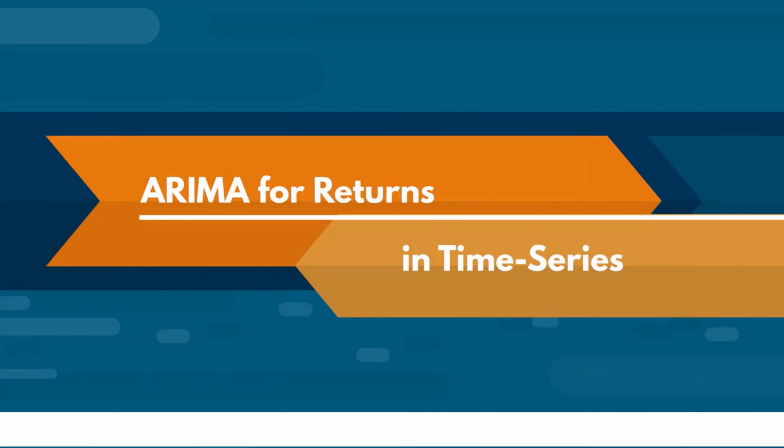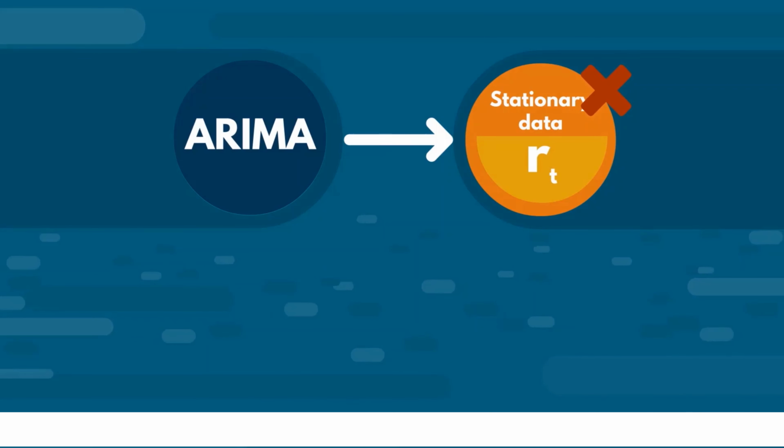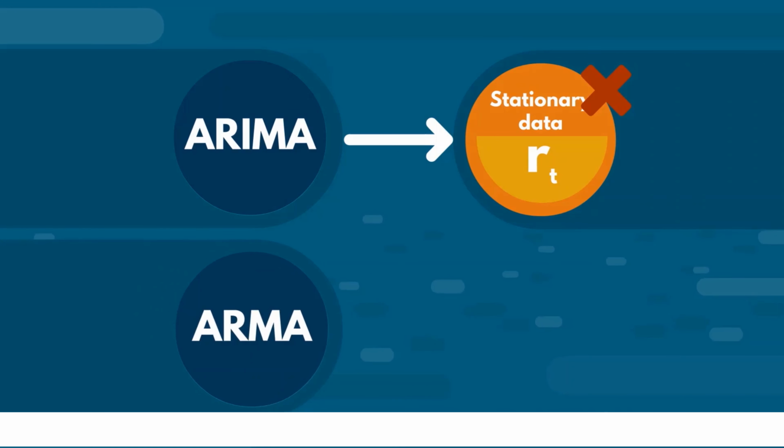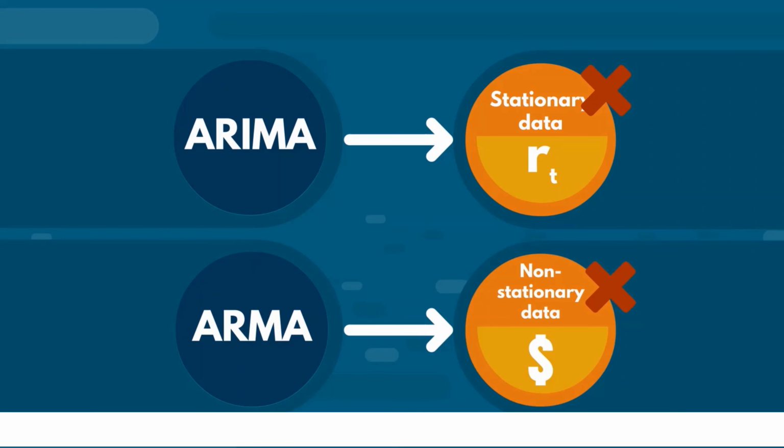Welcome back. Last time we talked about how ARIMA models shouldn't be used on stationary data, e.g. price returns. However, even though we said that ARIMA models shouldn't be used on non-stationary data, we still use them to try and model prices, right? Well, there's a difference between these two cases.